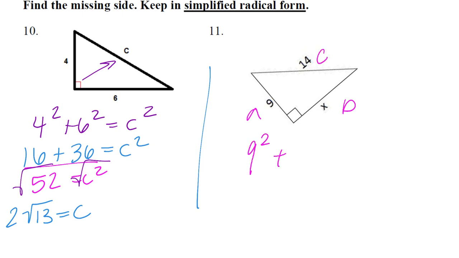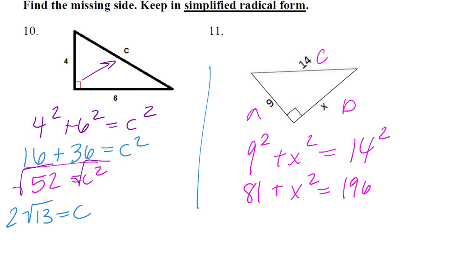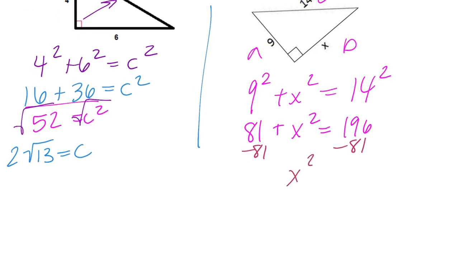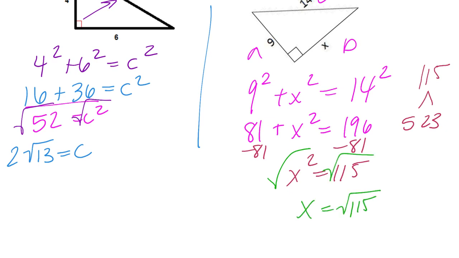So 9 squared plus x squared equals 14 squared. 9 squared is 81 plus x squared equals 196. We need to subtract the 81 from both sides. So we get that x squared equals 115. Then we want to break that down. I know it's divisible by 5 because it ends in a 5. So 5 and 23. 23 is prime. So when I take the square root, the answer is x equals the square root of 115.